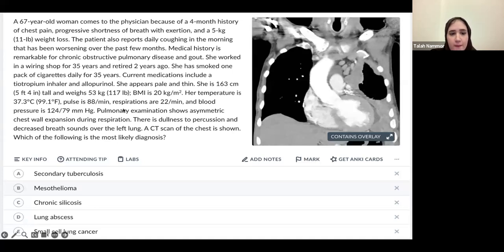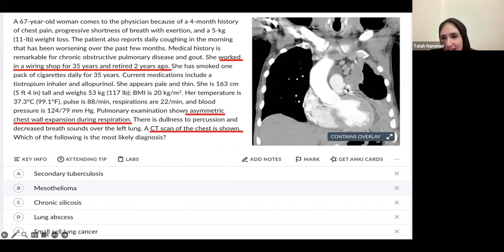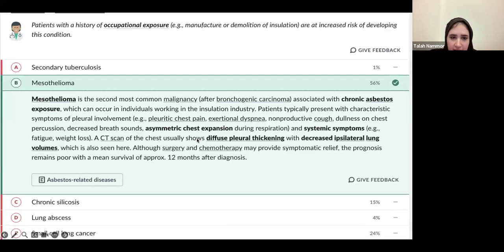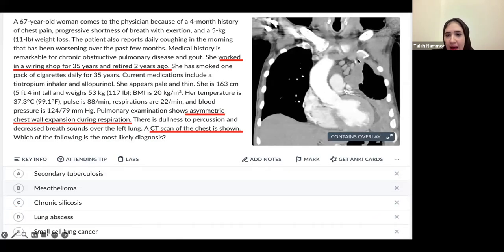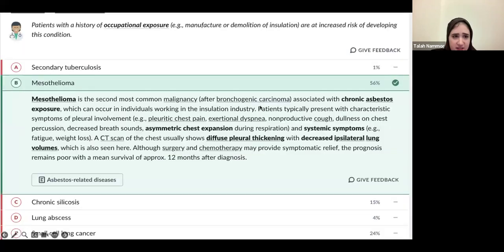Let's see what is important. Exactly, working in a wiring shop, asymmetric chest wall expansion, and you can see the CT scan, guys. You can see that there is something white around the lung. Everyone is saying B, you guys are right. It's mesothelioma. It is usually secondary to asbestos exposure, okay? And as you guys saw here, the pleural tissue is thickening. Is this clear? It's easy, right?